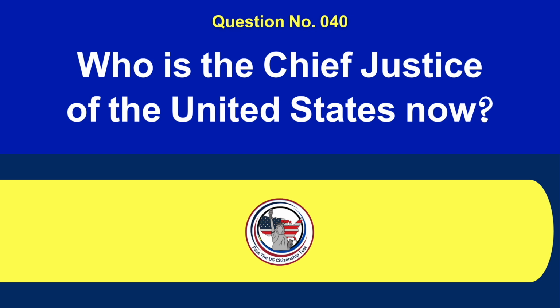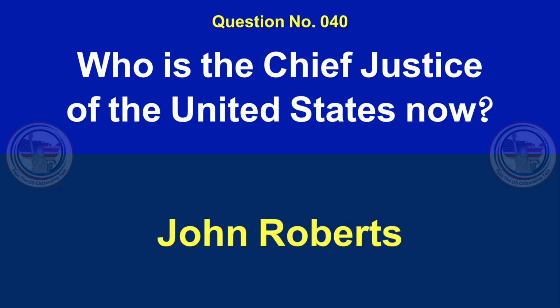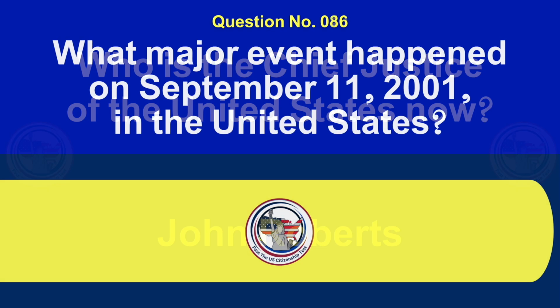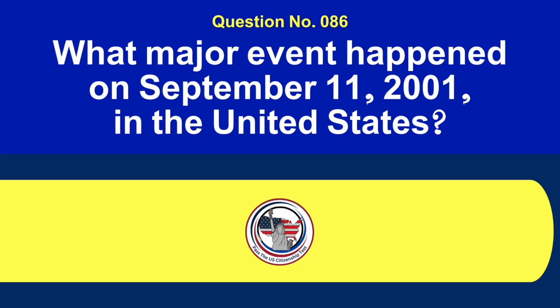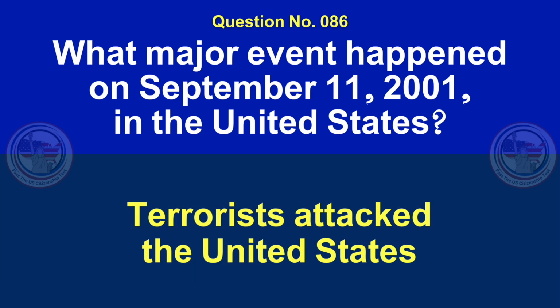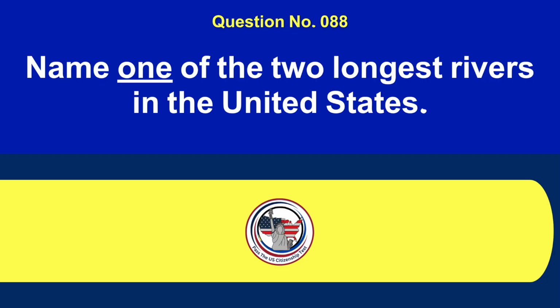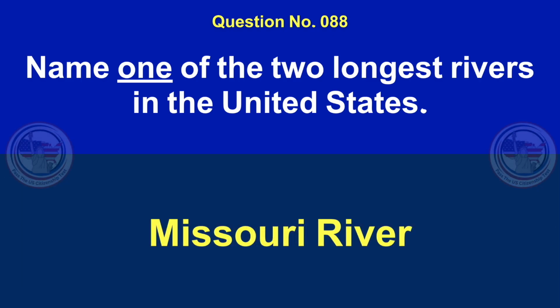Who is the Chief Justice of the United States now? John Roberts. What major event happened on September 11, 2001 in the United States? Terrorists attacked the United States. Name one of the two longest rivers in the United States. Missouri River.